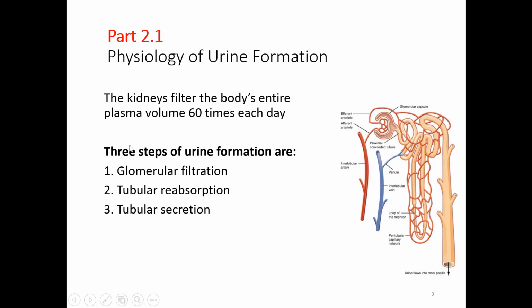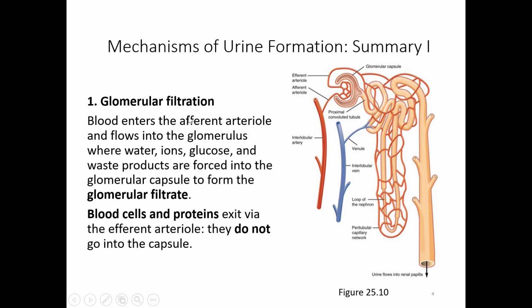There are 3 steps of urine formation in the kidneys: glomerular filtration, tubular reabsorption, and tubular secretion. All those 3 steps are happening right here in the nephron. We have more than 1 million nephrons in each kidney, remember.